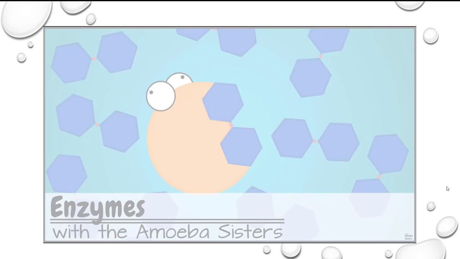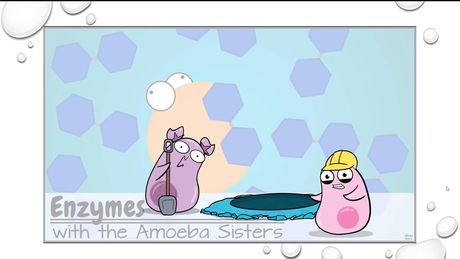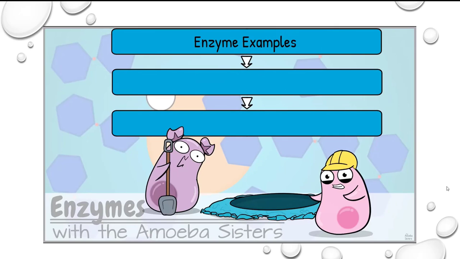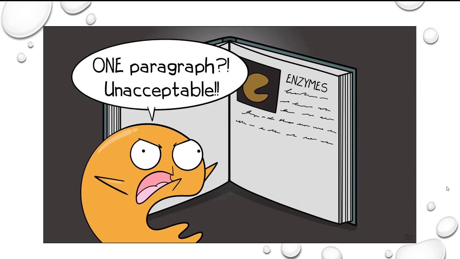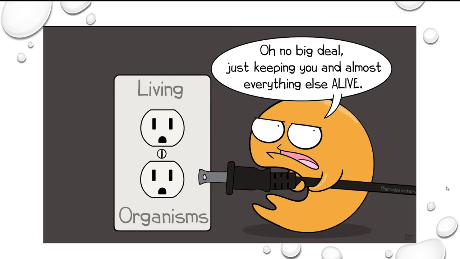We already have an intro video about enzymes, but this video topic is about to go into a little more. Enzyme examples, cofactors and coenzymes, inhibitors, and feedback inhibition. Enzyme examples are important because without learning about some real-life examples, it's kind of hard to connect to how important they are to living things.